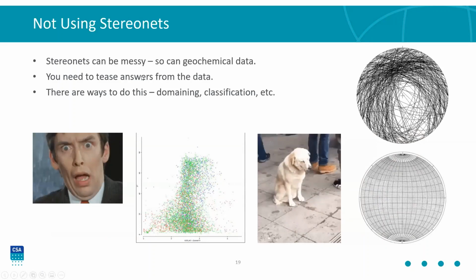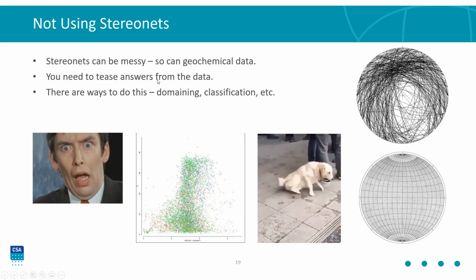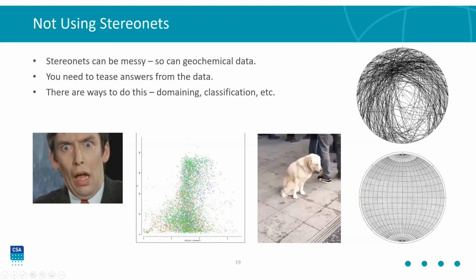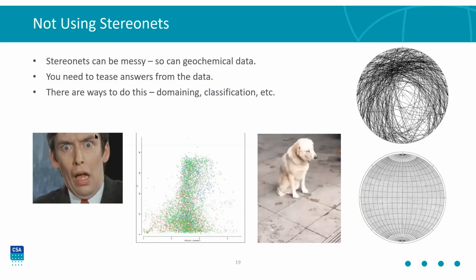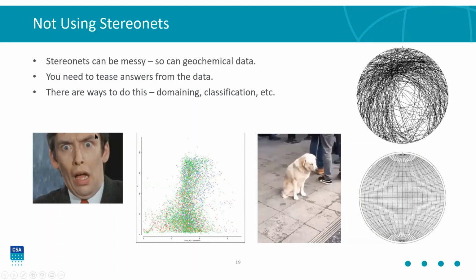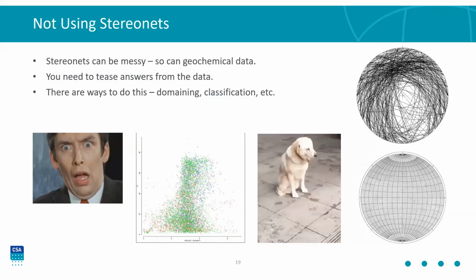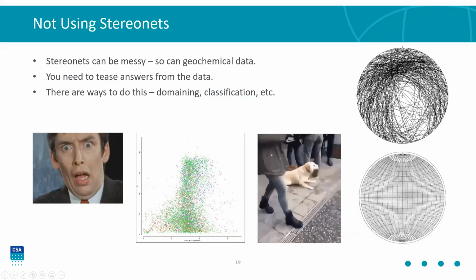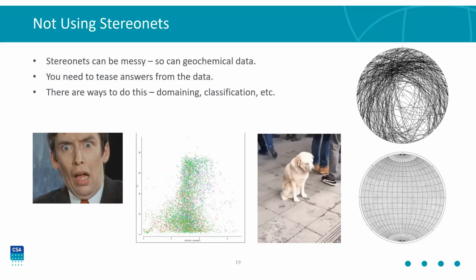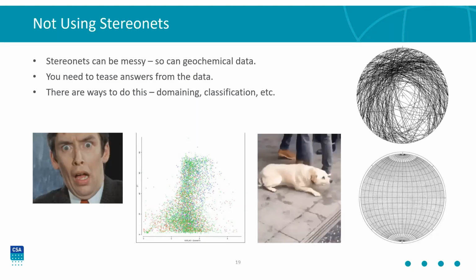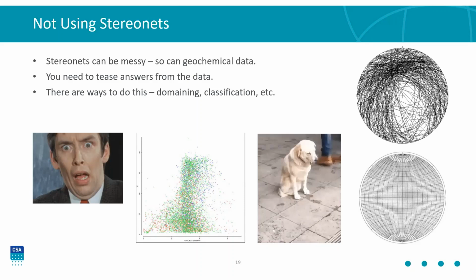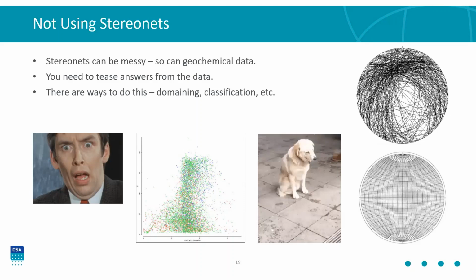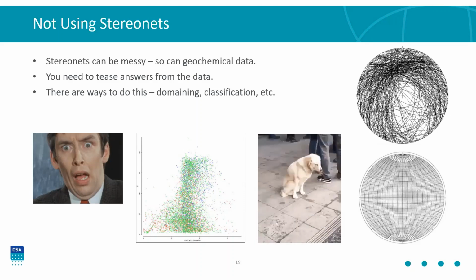Stereonets. I find you often get two kinds of people when speaking to people who are not structural geologists. Those who give you the reaction on the left, who are terrified of stereonets, and then sometimes when I'm talking about them, you get the dog on the right, and people just fall straight asleep. And I guess stereonets can be messy, but then so can geochemical data. You wouldn't take a full acid digest ICP data set and expect to understand it immediately. It takes analysis, and there's ways to do this.